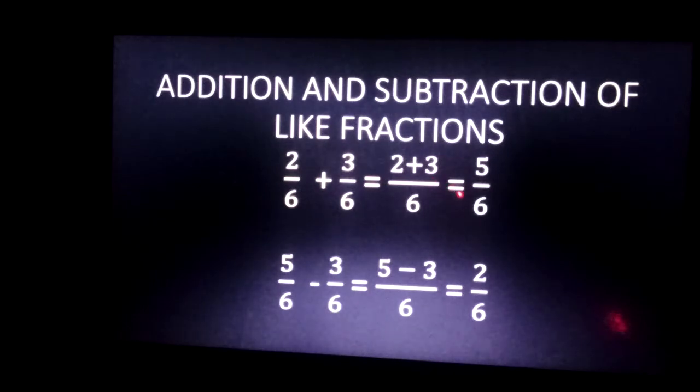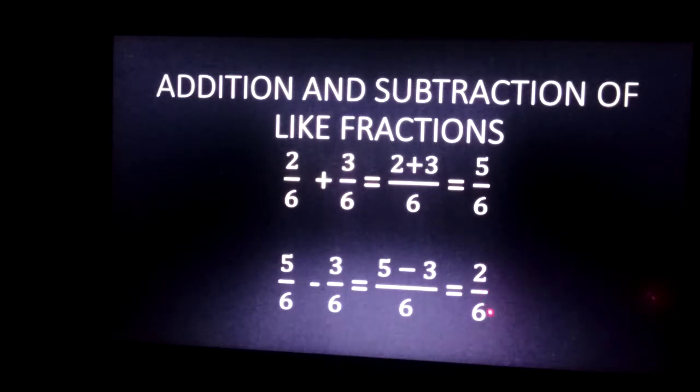So the resulting fraction is 5 by 6. 2 plus 3 is equal to 5 and 6 is written as it is. So 5 by 6. Same way you will do in minus. You'll just write the denominator as it is and subtract the numerators. 5 minus 3 is equal to 2 and 6 is written as it is. So the resulting fraction is 2 by 6.